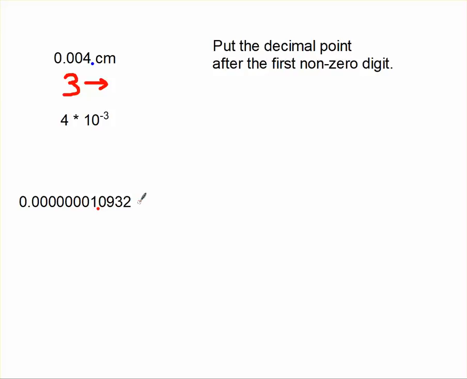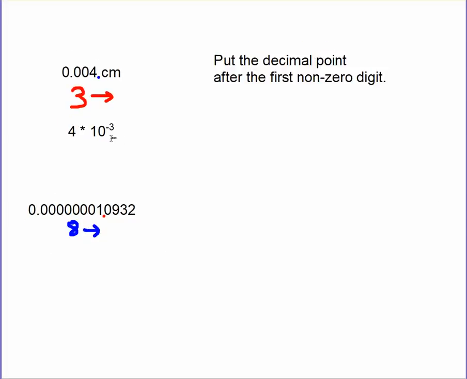and the 0932. Now, where was the decimal point? The decimal point was back here. How many jumps to get to its new destination? 1, 2, 3, 4, 5, 6, 7, 8. So we need the number 8 today, right? 8 places, and this time, of course, we're moving it to the right. So because we're moving it to the right, we're going to have a negative power of 10.